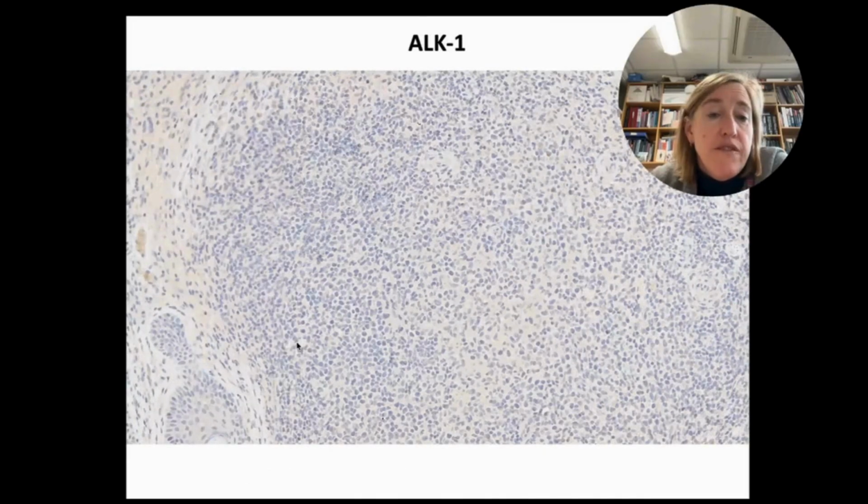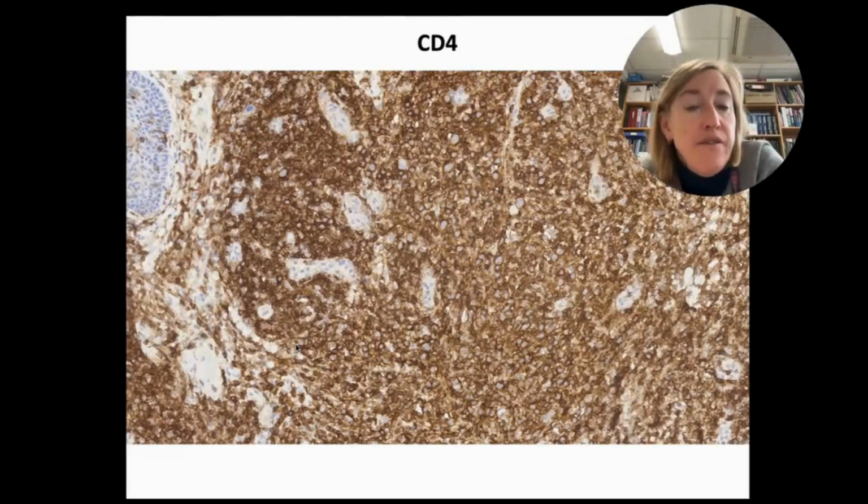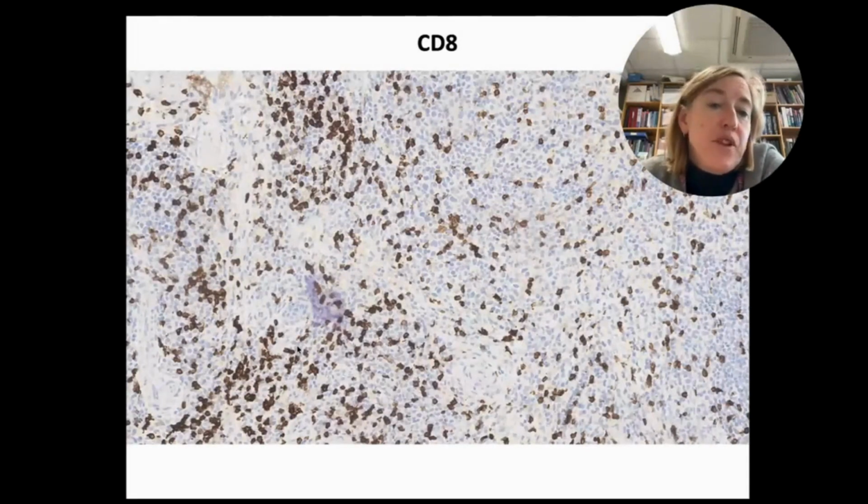They're negative for ALK1, but any time you see a population of large T cells, particularly if they're CD30 positive, it's important to do an ALK stain, because they may be the good prognosis ALK1 positive variant of anaplastic large cell lymphoma, but this is not that. These have CD4 on their surface, and only the infiltrating T cells are CD8 positive.